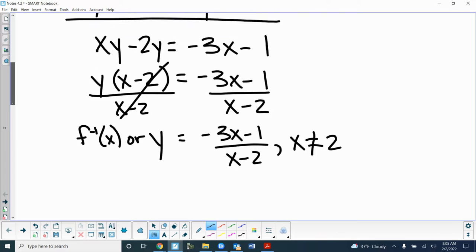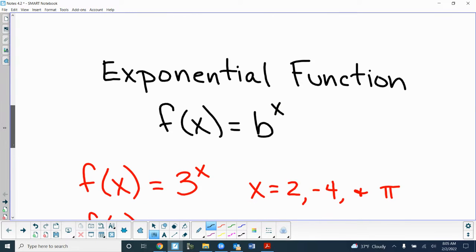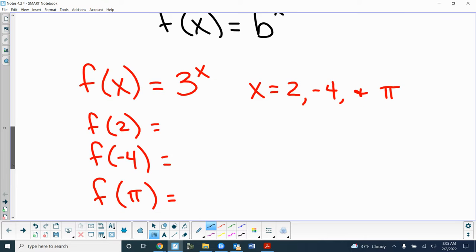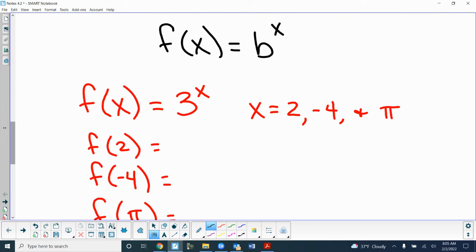Today we're looking at some exponential function stuff. So, when we have a variable in the exponent, we call it an exponential function. Our example is f(x) equals 3 to the x power. So what does f of 2 mean to do? 3 what? To the second. So what's that answer? 9. That's tough, right? f of negative 4 means 3 to the negative 4.